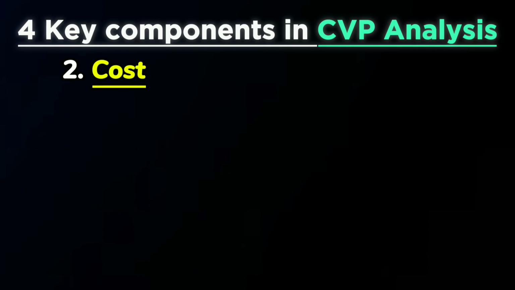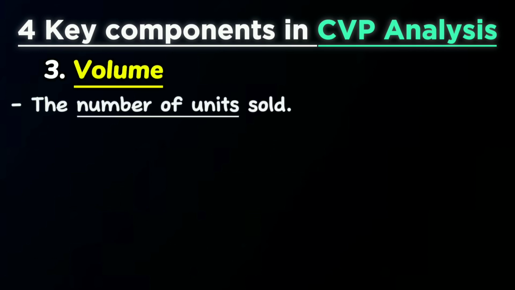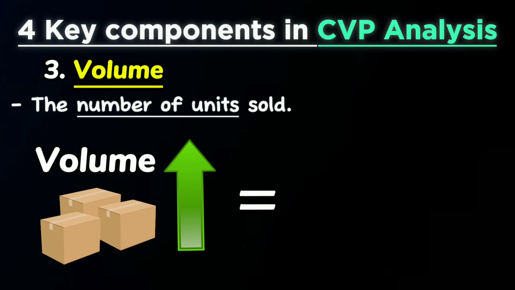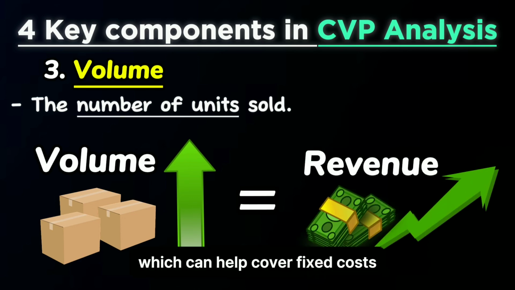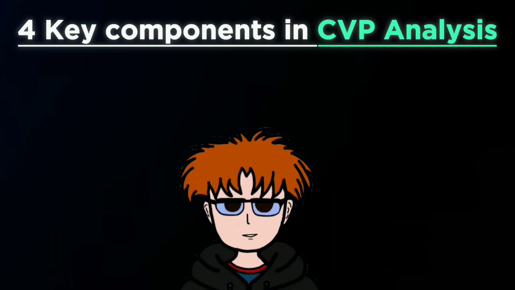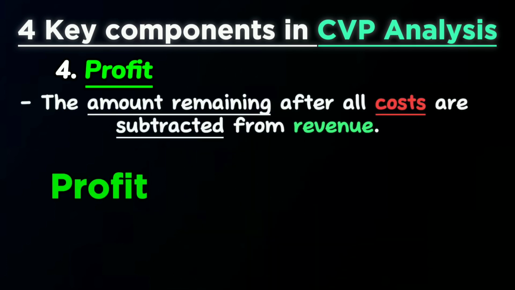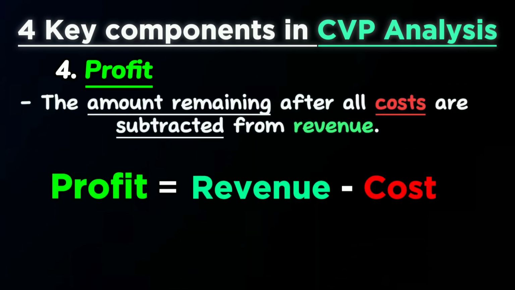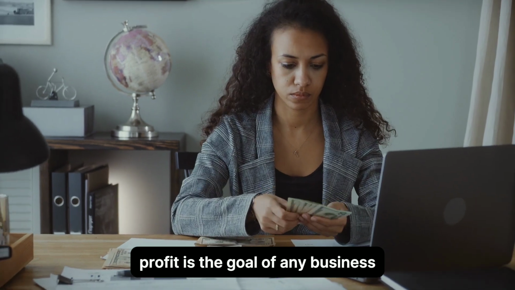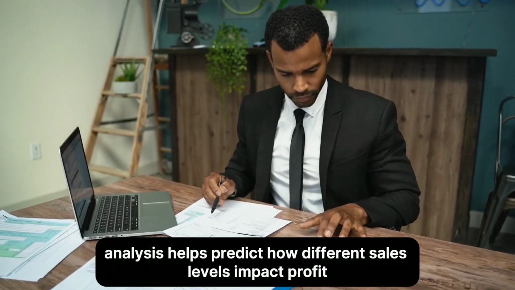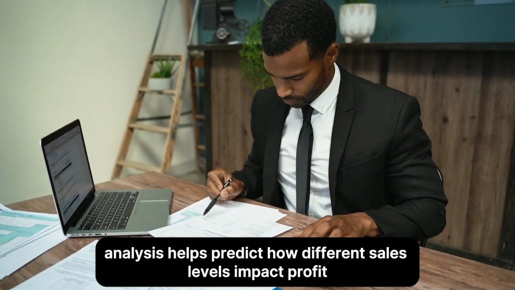The third key component of CVP analysis is volume. It refers to the number of units sold. The higher the volume, the more revenue is generated, which can help cover fixed costs. The fourth key component is profit. Profit is the amount remaining after all costs are subtracted from revenue. Profit is the goal of any business, and CVP analysis helps us predict how different sales levels impact profit.